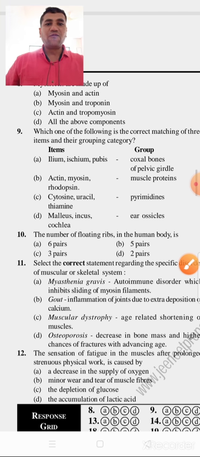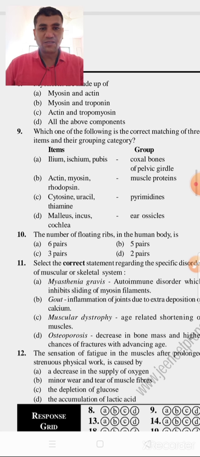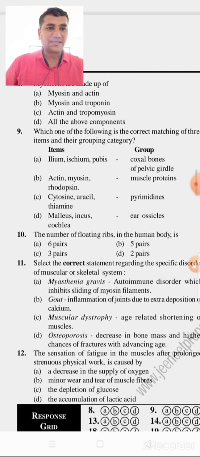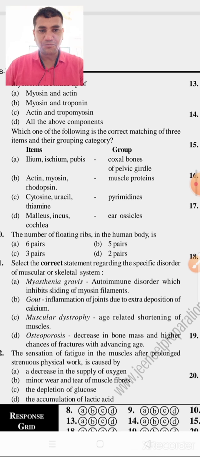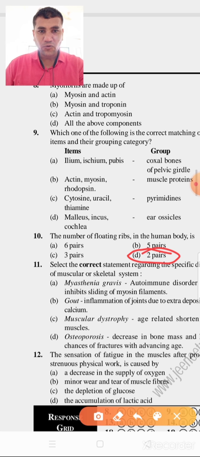Next, the number of floating ribs in the human body is: 12 pairs of ribs in total, and the 11th and 12th are the floating ribs. There are 2 pairs. That is D option. So 2 pairs, that is the 11th and 12th pairs, are called floating ribs.